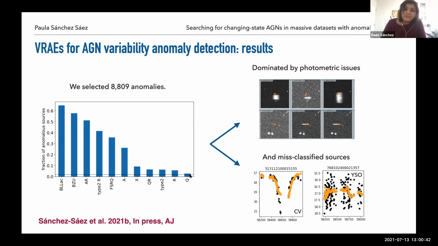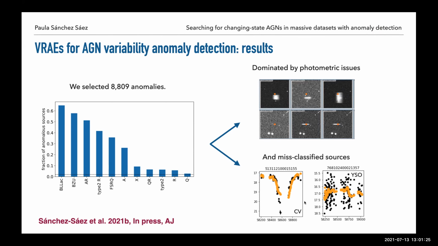And when we check the anomalies that we are detecting, we found that a high fraction of them is dominated by problems in the photometry, like these examples where we have this ghost in the CTF images that are not easy to remove using the flags provided in the data release. And we also found that some sources from the original catalogs were misclassified sources. For instance, here you can see two examples of variable stars. This is a cataclysmic variable and a young star object. So these sources were classified as anomalous by the algorithm. But if you see, for instance, the classification in the LSST classifier, they can be considered variable stars.